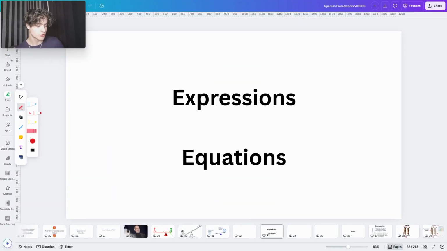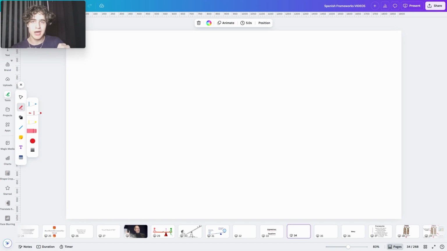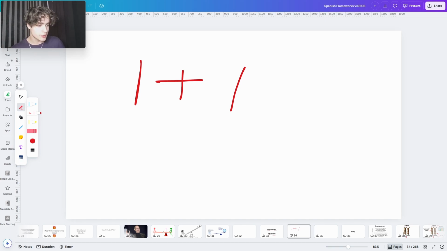You see, in math, there are 2 mathematical concepts that are very important to understand: expressions and equations. So let's start with expressions. An expression in math is just a value, okay? So 1 is a value. 1 plus 1 is also a value. And so you can relate expressions to the verb to express. We're expressing a certain value, okay? So 1 plus 1 is an expression, okay? 2 is also an expression.